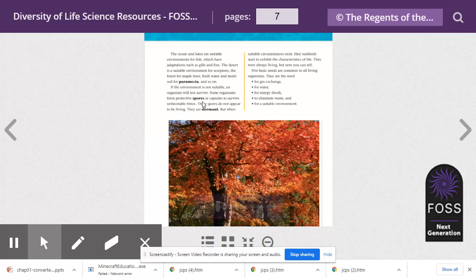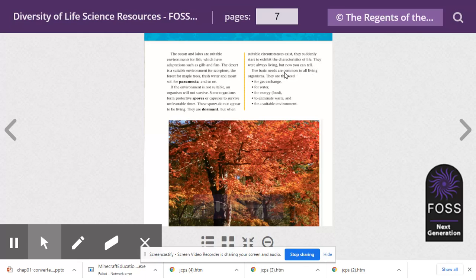And trees go through a dormant phase, especially right now since it's fall. They're preparing to go into a dormant phase of their life, which happens in winter. And that's how they stay alive. But when suitable circumstances exist, they suddenly start to exhibit the characteristics of life. They were always living, but now you can tell.